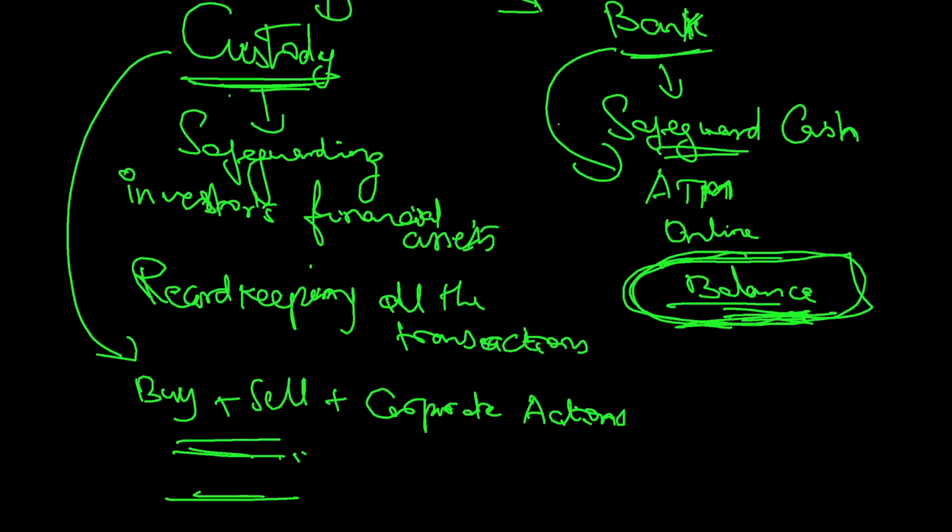Fine. So a bank does the work of safeguarding cash, and a custodian does the work of safeguarding investors' financial assets. Most of the international investment banks that you see around do this work in India for their clients abroad.